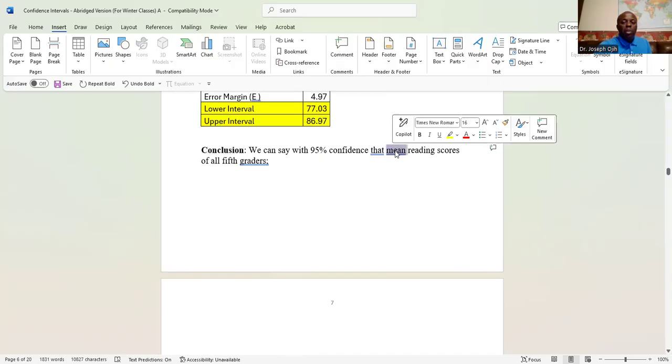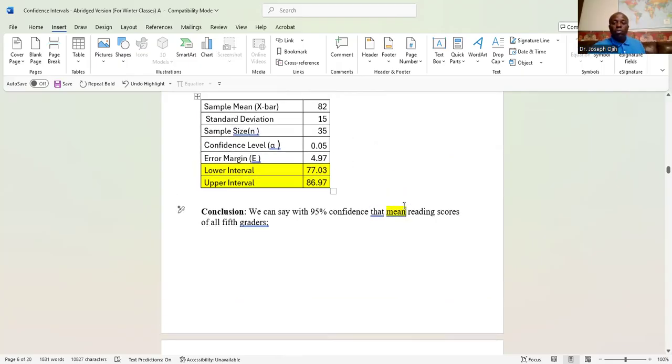that the mean, you have to mention the mean. If you don't mention the mean, your conclusion will not be correct. So you get points for the calculation, but not for the conclusion. So make sure you mention it, because you are trying to estimate the mean. You must mention the name of the parameter you are trying to estimate in your conclusion. So the mean reading score of all fifth graders is between 7.03 to 86.97. Okay, that's answer part A.